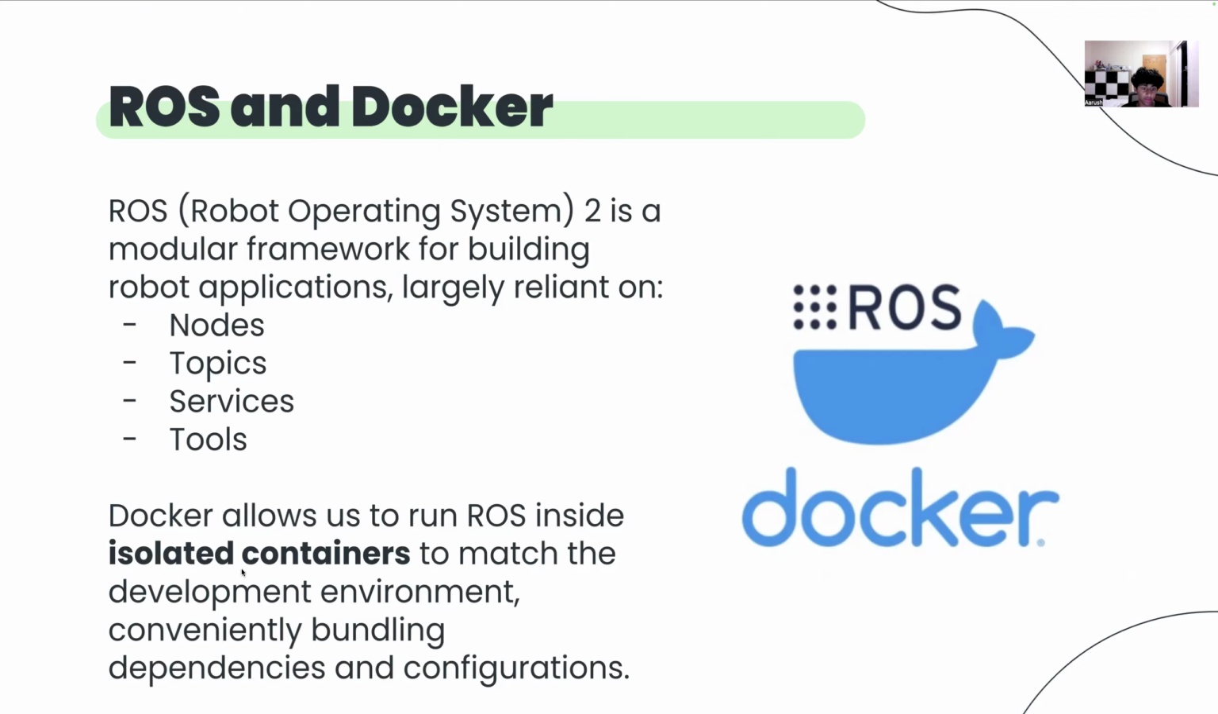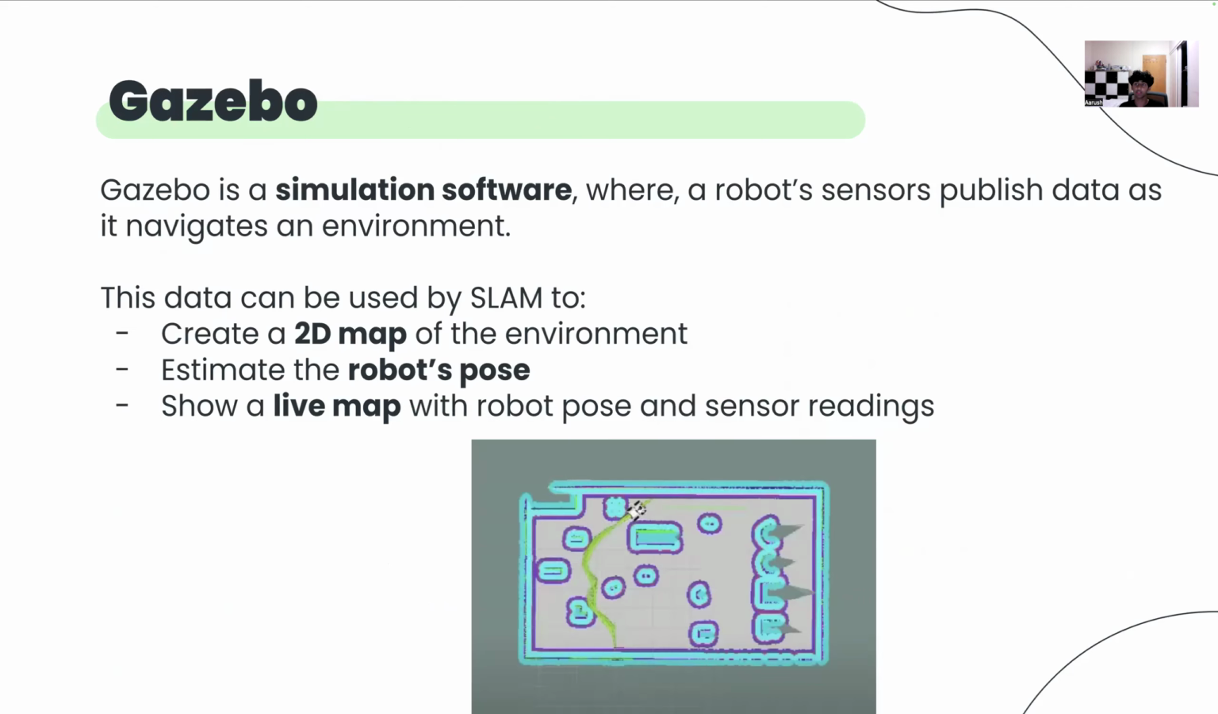Next, we use Docker. Docker allows us to run ROS inside isolated containers to match the development environment, conveniently bundling dependencies and configurations. This basically helps us run ROS in all types of development environments. Next, another thing we use for simulation is Gazebo.